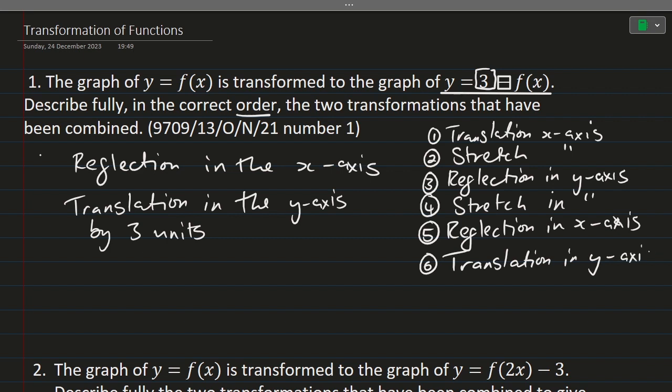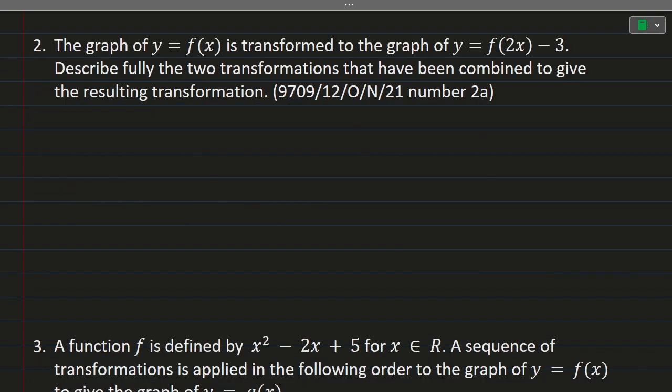So this is the order in which you always apply transformation. So number 1 is the highest priority, then number 6. So in our case, we have a reflection in the x-axis, which is at number 5, and then we have a translation in the y-axis, which is at number 6. So it means we start with the reflection and then the translation. Let's move on to number 2.